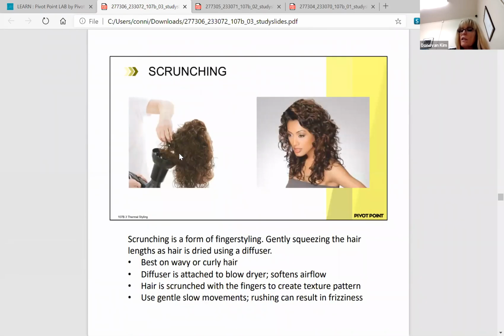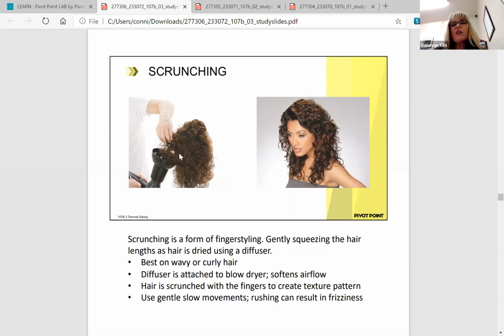Scrunching is another type of finger drying. This is best for wavy or curly hair. Ruben, have you ever scrunched your hair? Yeah, mostly only with mousse though. With a hair dryer? No, not with the hairdryer, not with that little attachment thing, no. Oh yeah, that's a diffuser. But you could use it with the hairdryer and just your hands and just scrunch it up too.